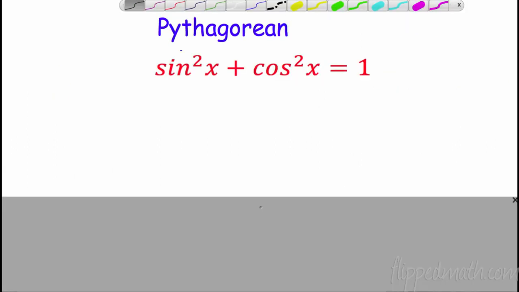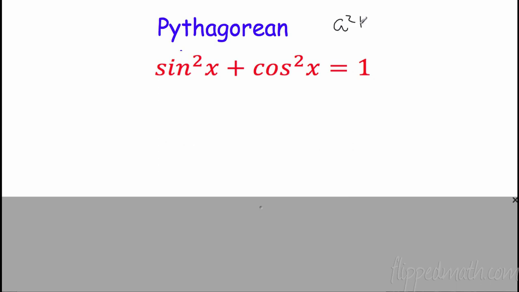So here is the Pythagorean identity. This is a big one. Sine squared plus cosine squared equals 1. Remember, a squared plus b squared equals c squared. You do that on a unit circle, and you're going to get sine squared plus cosine squared equals 1.